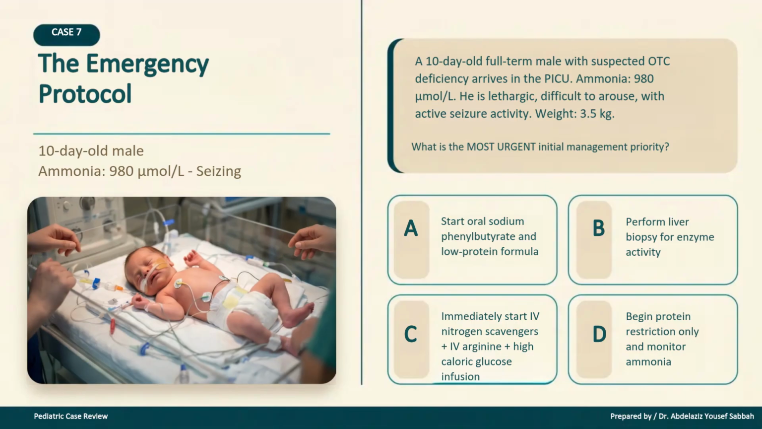Case 7. A 10-day-old full-term male with suspected OTC deficiency arrives in the PICU. Ammonia is 980. He's lethargic, hard to arouse, and actively seizing. Weight 3.5 kilograms. This is a true emergency. Of the 4 options, what is the single most urgent initial priority?